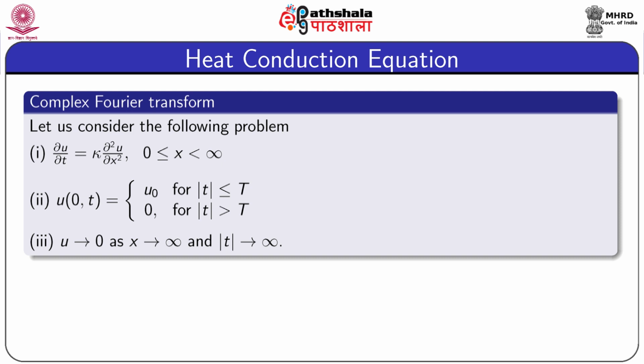This is the boundary condition: u at x equals 0 is u(0, t) = u0 for |t| less than capital T and equals 0 for |t| greater than capital T. We also have that the solution is bounded, that means u tends to 0 as x goes to infinity and |t| goes to infinity. Thus, we have to solve the conduction equation together with the conditions which are given by 2 and 3.